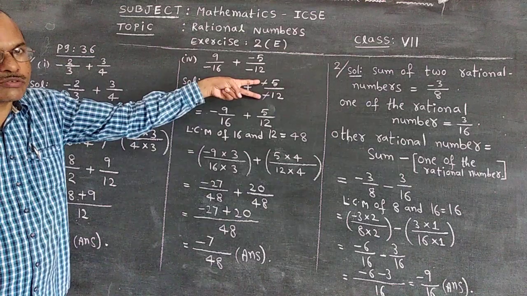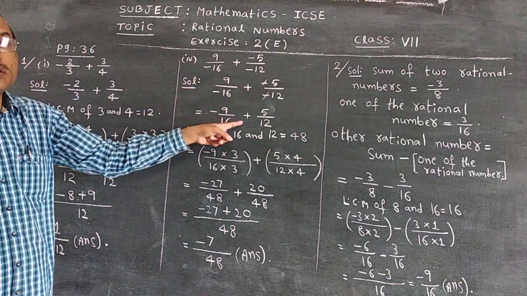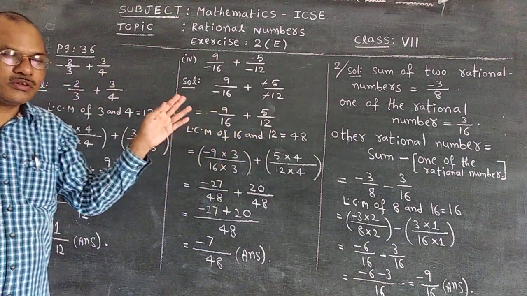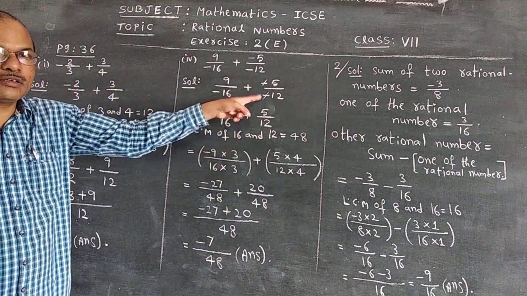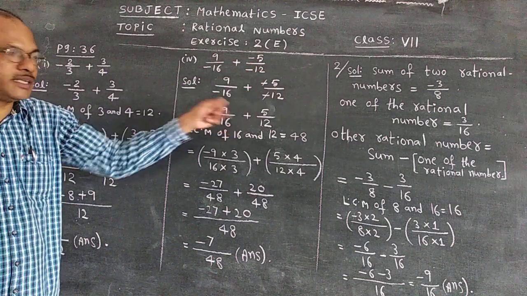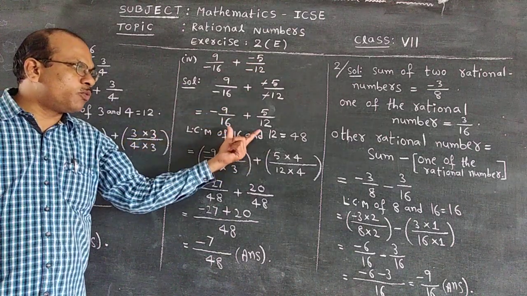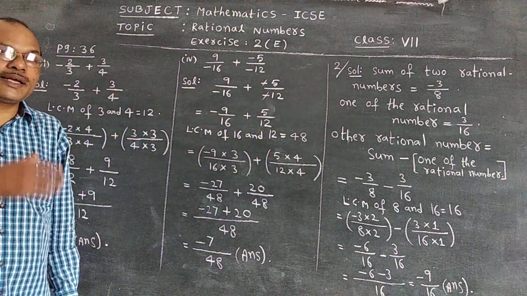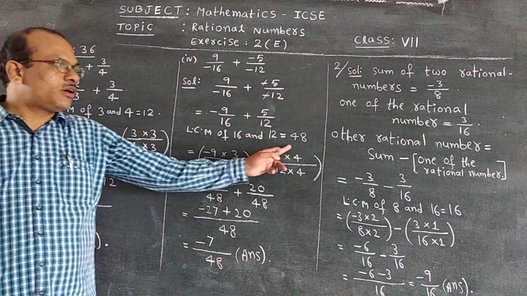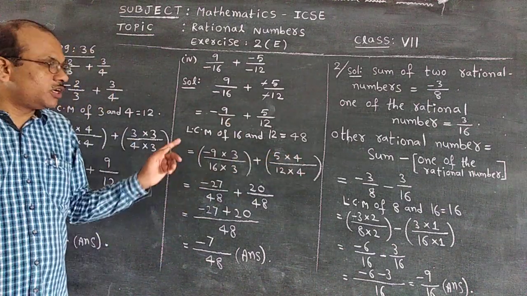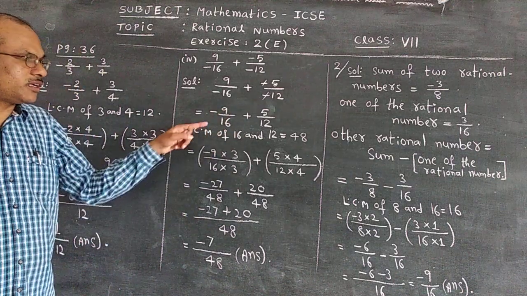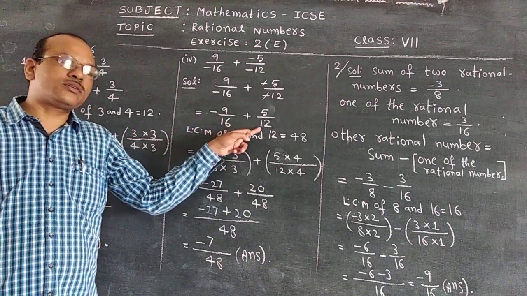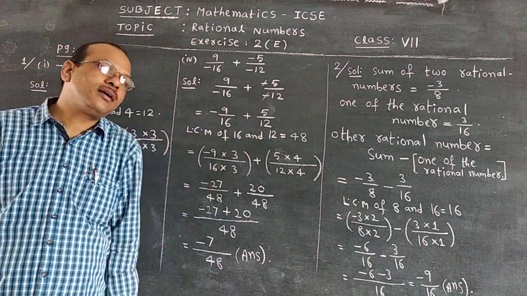Here two minus symbols were cancelled. This plus symbol is taken as it is. 5 by 12 is written as it is. Is it clear for you? Minus symbol cancelled and 5 by 12 left is written. Then LCM of both the denominators 16 and 12. If you do LCM, we will get 48. Now 48 is the target for us to change every denominator. Here 16 is there, this should change to 48. Here 12 is there, that should change to 48.